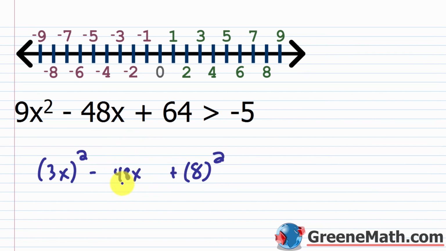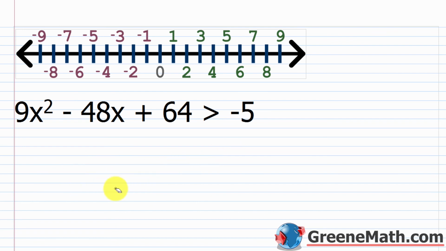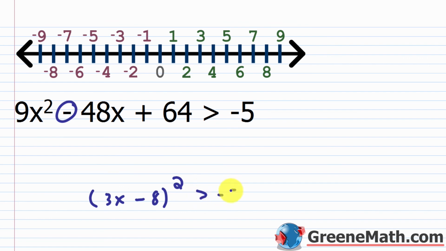So this is a perfect square trinomial. That means I can factor it into a binomial squared, right? This would be 3x minus, because you have the minus there, the 8, that quantity squared. Let me make that a little better. And this is greater than -5. Well, as we just said, this is going to be true for all real numbers, right? It doesn't matter what I plug in for x here. I'm going to multiply it by 3. I'm going to subtract away 8.